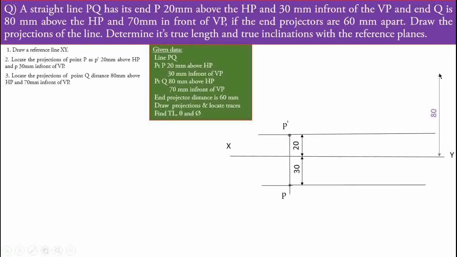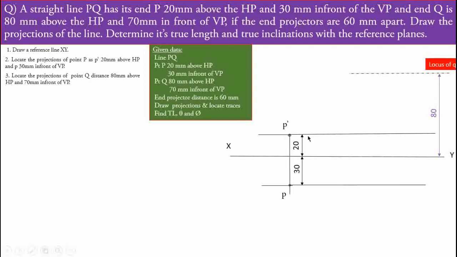80 mm above the HP means above the XY line, and we draw a locus line at that particular distance, which is also exactly parallel to the reference line, and name that locus line. That locus line is the locus of Q dash. Just look at the way of representation of that line. It is not a continuous line, it is a chain line.